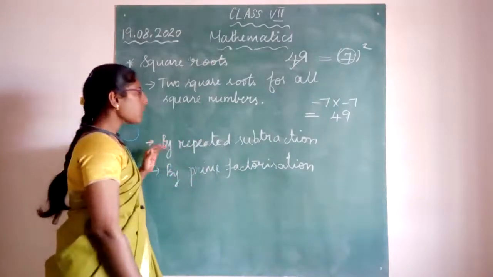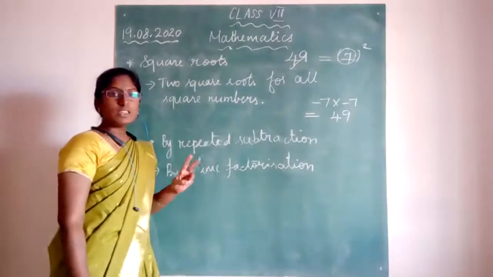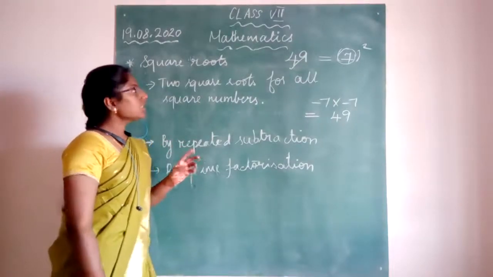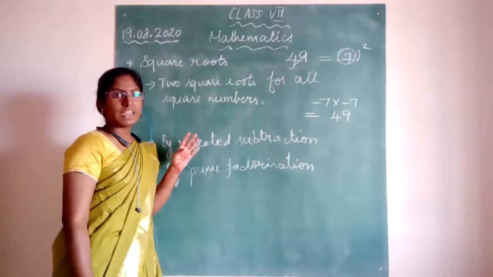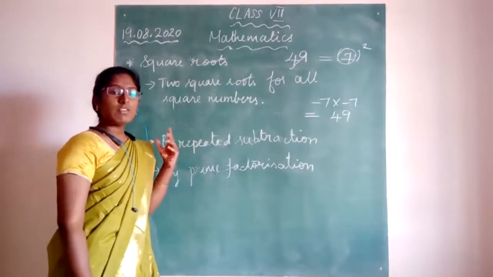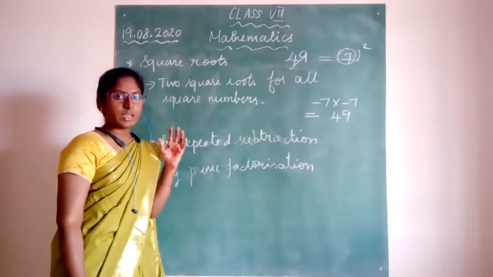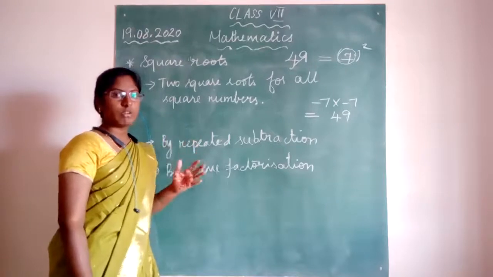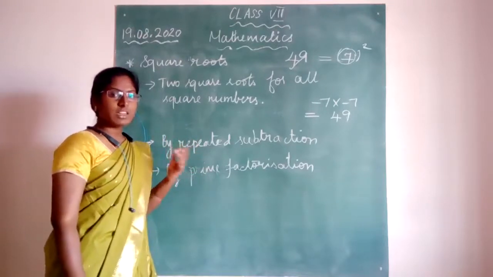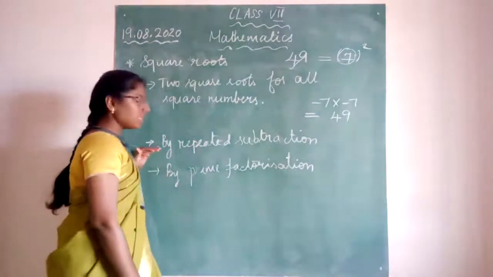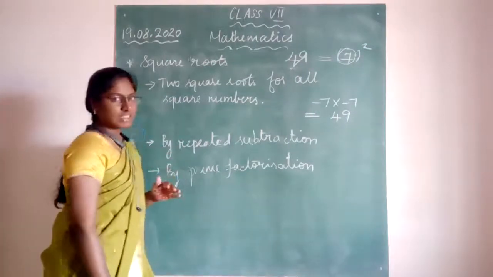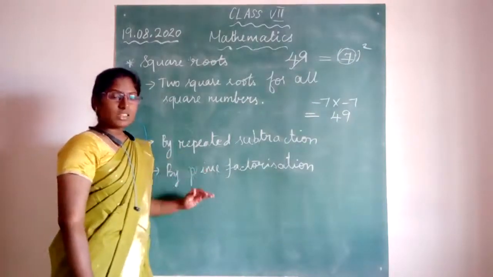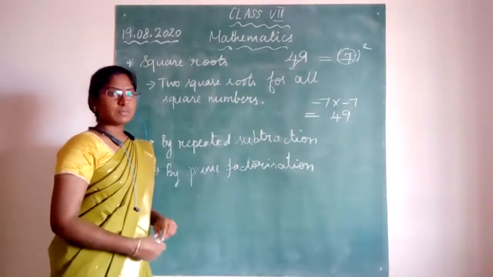Okay, and here we will see two methods to find the square root. Since this is a small number, you are finding it directly, but if you have a big number, you cannot think it out, and you cannot find it out. So you have different methods, like repeated subtraction and prime factorization. We will learn about these two methods clearly in the exercise.